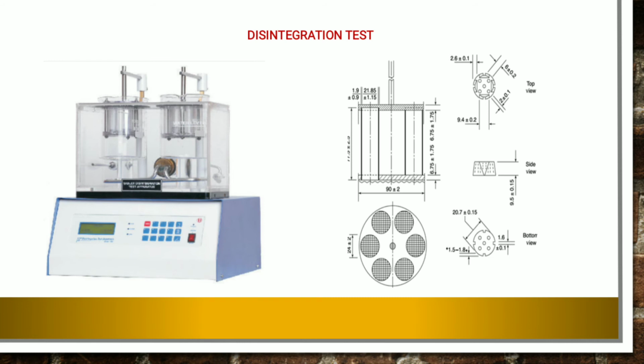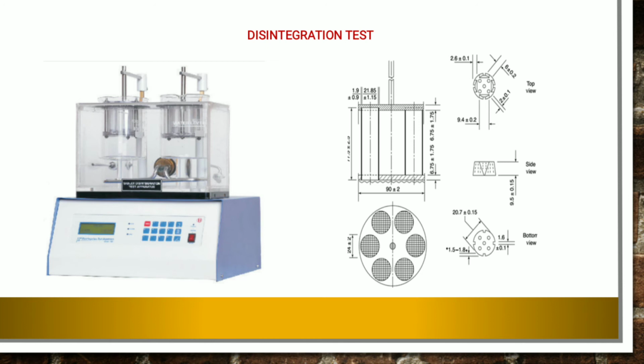The tablets are placed in each of the 6 cylinders along with a plastic disc over the tablet unless otherwise specified in the monograph. The basket moves up and down at the rate of 29 to 32 per minute such that the tablet remains 2.5 centimeter below the surface of the liquid on the upward movement and descends not closer than 2.5 centimeter from the bottom of the beaker. The end point of the test is indicated when the tablets have passed through the screen.